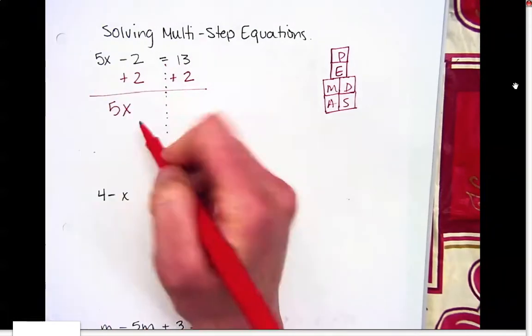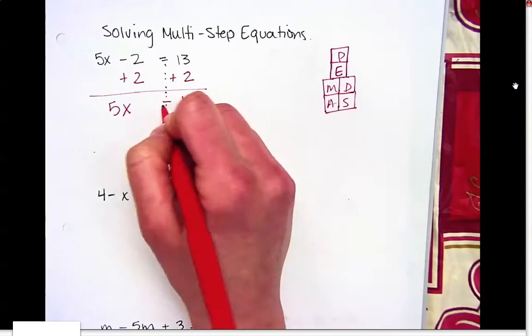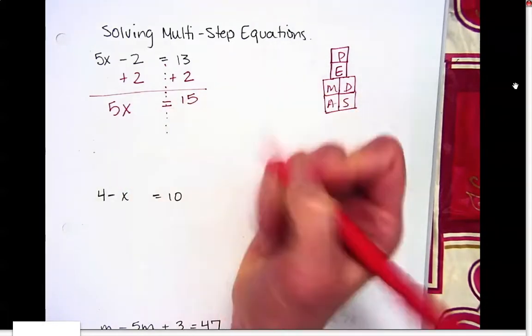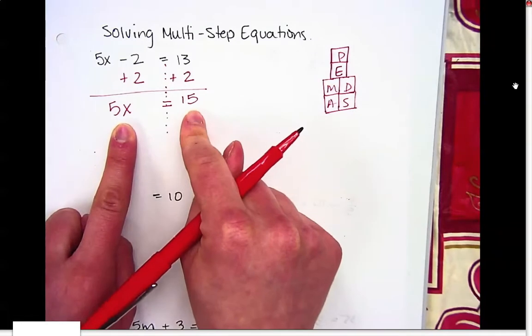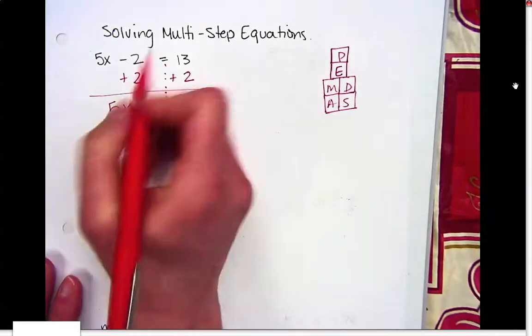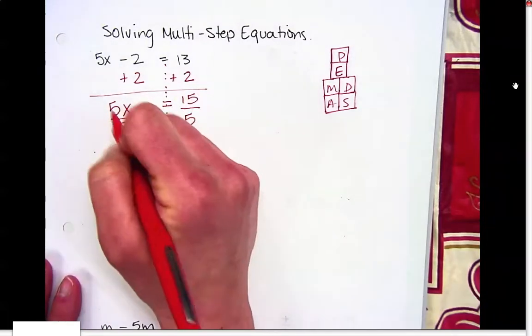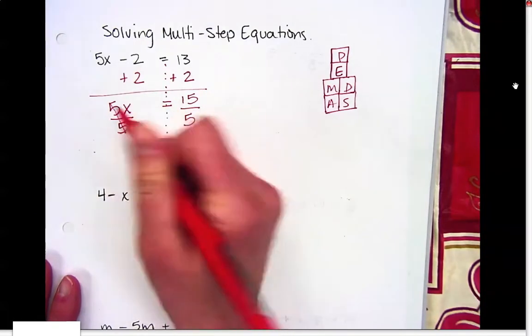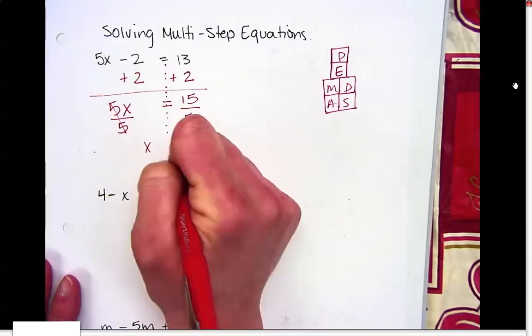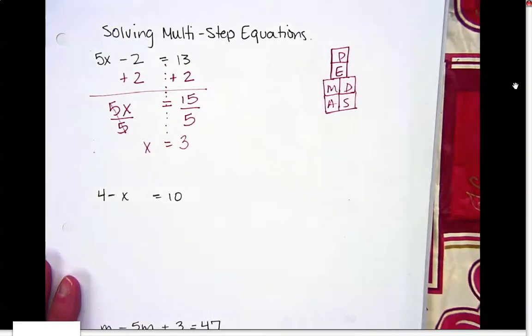I have 5x on this side of my equation, and I have 15 on the other side, still equal. Well, if 5 times some number was 15, if I'm trying to undo that, I'm going to divide by 5. Divide by 5, divide by 5. 5 divided by 5 is 1, and the identity property says that 1 times anything is itself. 15 divided by 5 is 3.